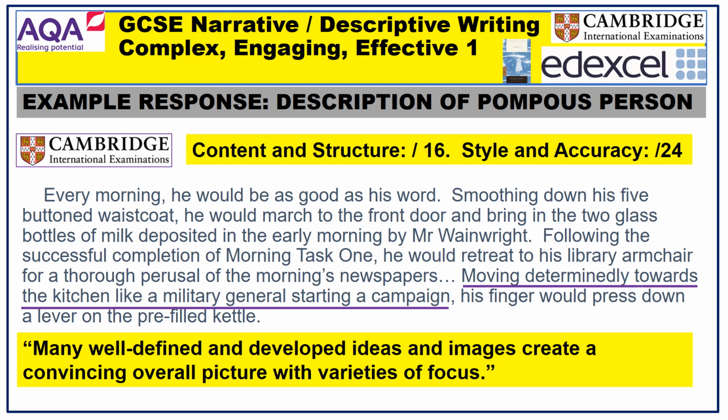The CIE mark scheme for content and structure requires many well-defined and developed ideas and images create a convincing overall picture with varieties of focus. This is what I am attempting to do through supplying small details: 5-button waistcoat, the name of the milkman, the fact that the kettle is pre-filled. Varieties of focus is seen in the contrast between the historic image of a general standing presumably on a huge battle plane and the movement of a single finger.